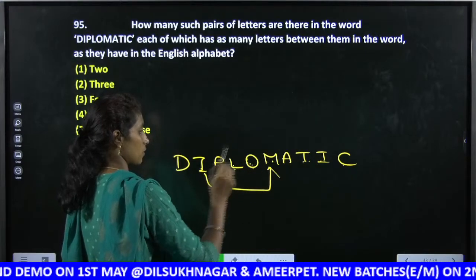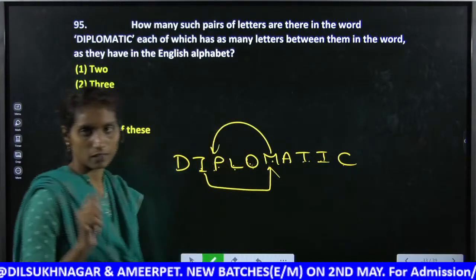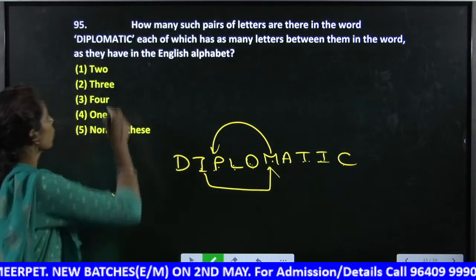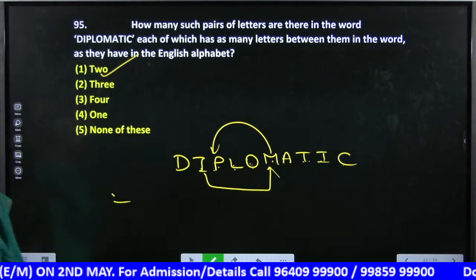M to P, we also have one more pair. Here we have two pairs. In between we have two pairs.